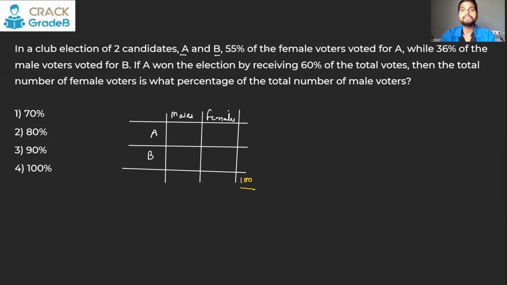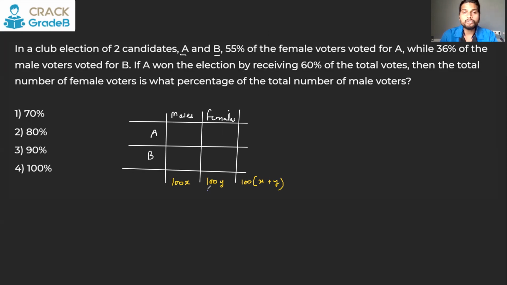It says 55% of the female voters voted for A. So instead of taking 100, sorry, because it is said 55% of the female voters, what we can do is consider the female voters as 100y and male voters as 100x. So the total voters will be 100x plus 100y. And if you take 100 common, it is 100 times x plus y. That will be a little easier.